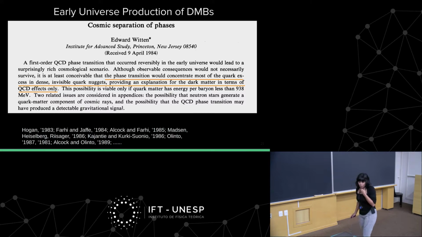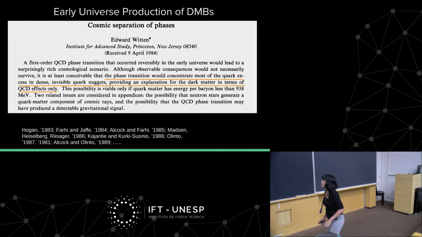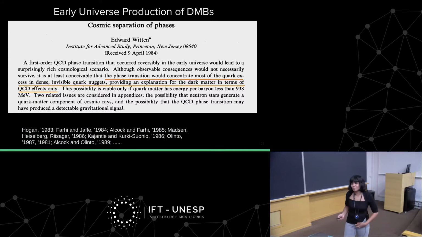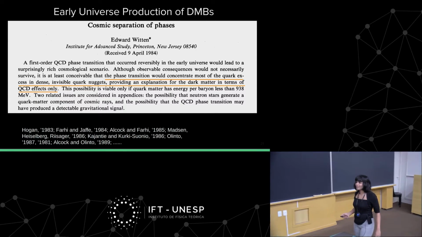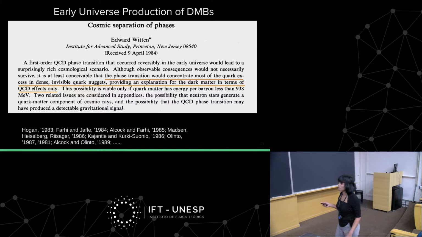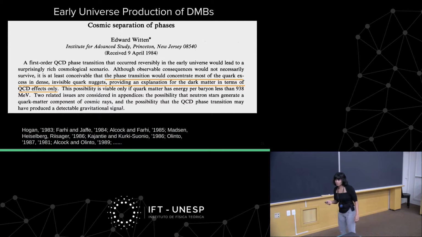So how do you form dark matter balls? We didn't have to think too much because there are some very well-studied possible ways of forming these objects. It was proposed by Witten in the early 1980s, and you can have this by a phase transition. Here he was discussing QCD phase transitions. For us, it is electroweak phase transitions.